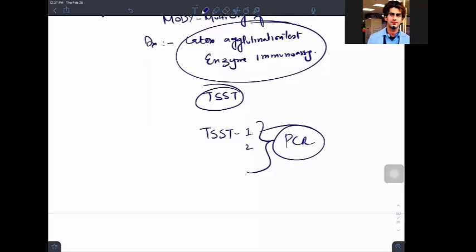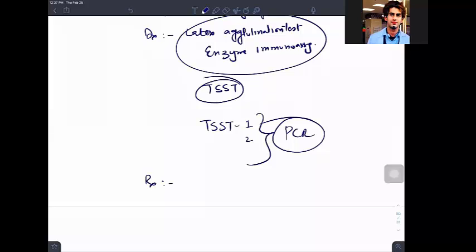Okay, are we able to understand? What will be the treatment for toxic shock syndrome? We give clindamycin. What is clindamycin doing? It reduces the toxin synthesis. The toxin synthesis will decrease.